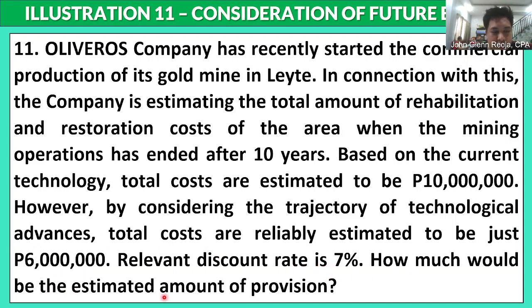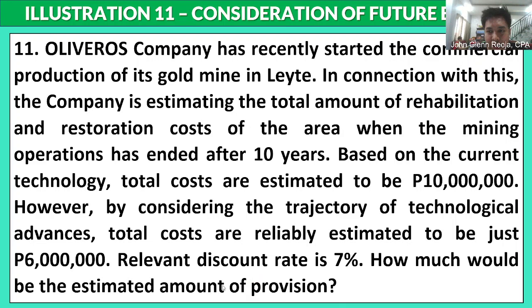How much would be the estimated amount of provision? So, magbabayad siya ng how much? 6 million after 10 years. Again, magbabayad siya ng 6 million after 10 years. Ano yung purpose ng 6 million? To restore the land. No? Restoration cost yun siya. Tsaka rehabilitation. So, ano yung gagawin? May binigay naman na discount rate. So, malamang, ipe-present value yung 6 million. No? So, using the PV factor of 1.